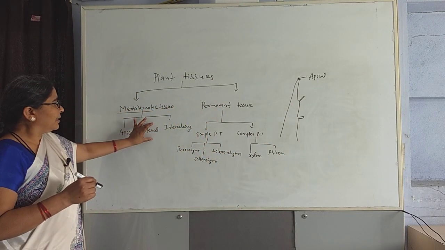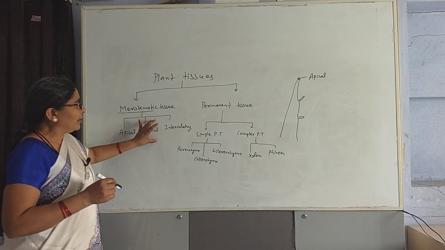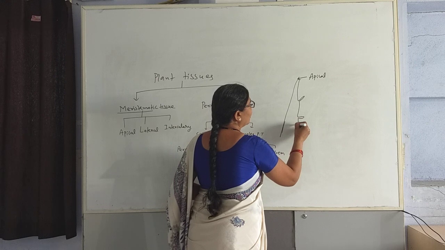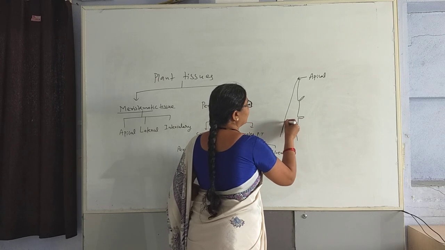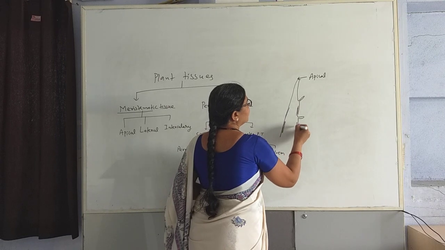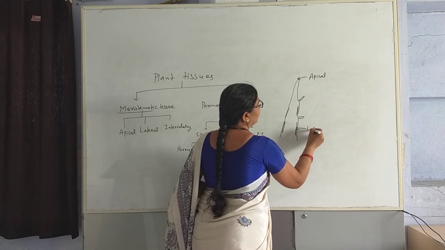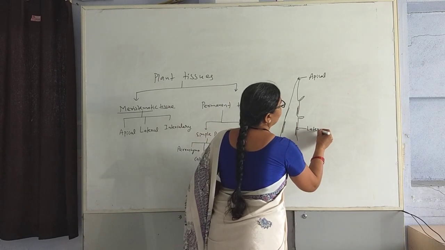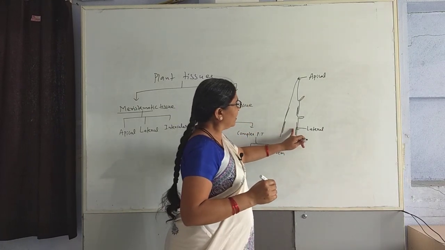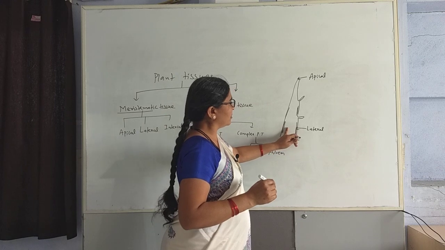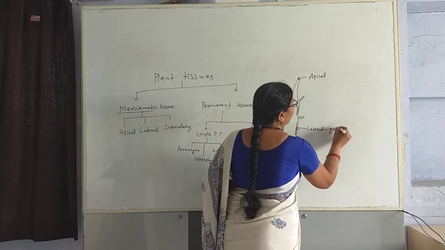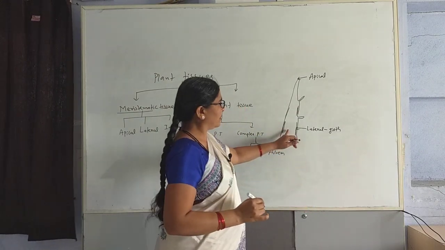Second, the lateral. The lateral meristem is present in the lateral part of the root and shoot. This is the lateral part. This is the lateral meristem, where it increases the girth of the part of the plant.